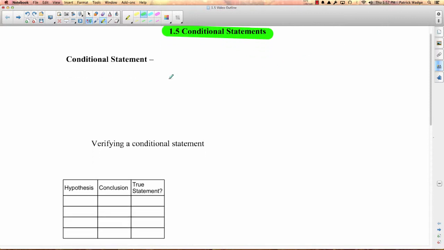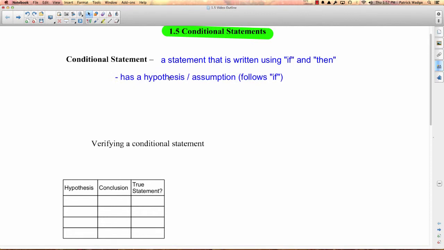So we're going to learn about different types of statements. The first type is a conditional statement. A conditional statement is a statement that is written using if and then. Quite simply, there's two parts to this statement. One part's called the hypothesis, or the assumption, and this always follows the if part. The other part's called the conclusion or the result, and that follows the then part of the statement.